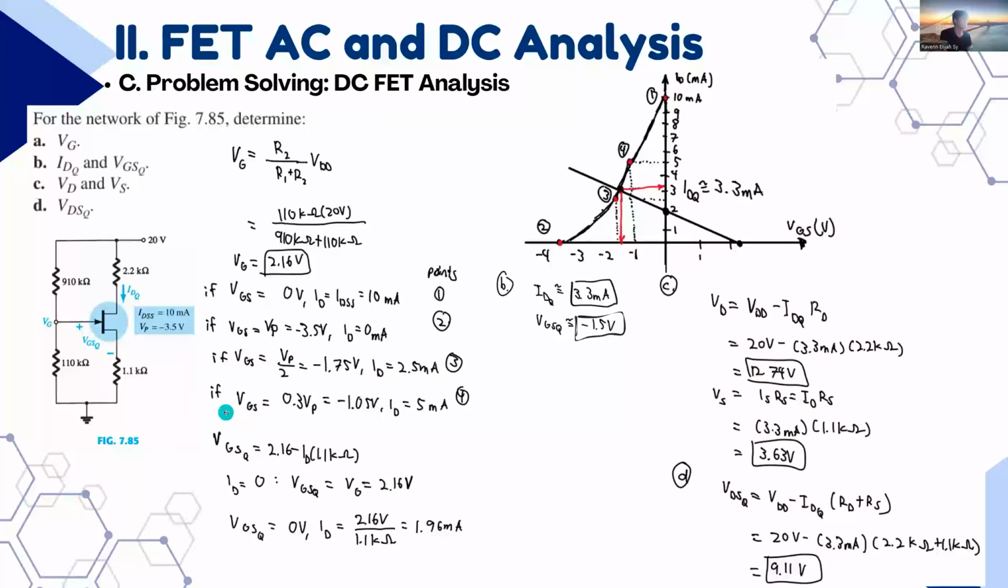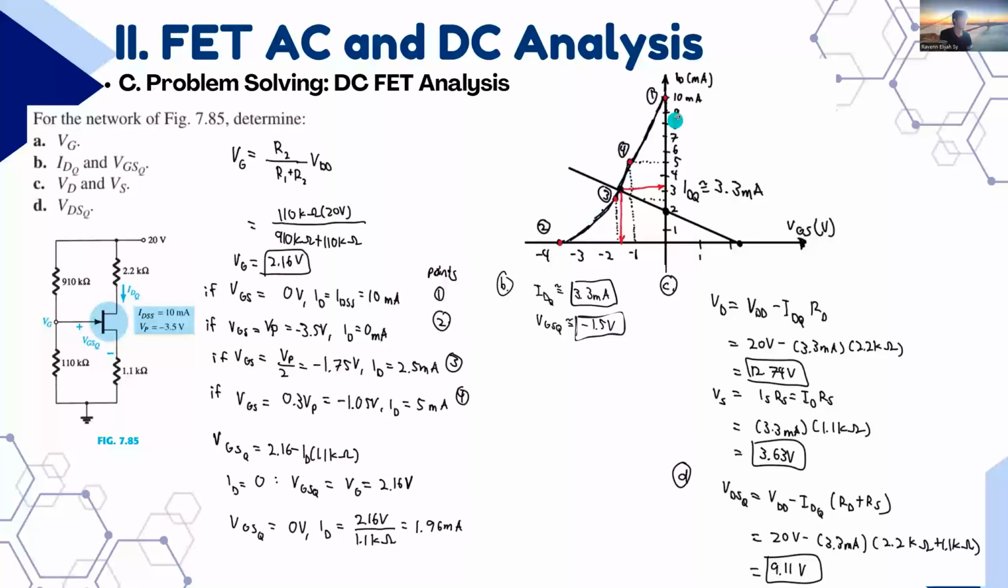And the next point is VGS equal to 0.3 VP, negative 1.05 volts. ID is equal to 5 milliamps. So we compute and then we plot negative 1.05 and 5 milliamps. That's our fourth point. So we now have 1, 2, 3, 4 points. We sketch a line along these points.